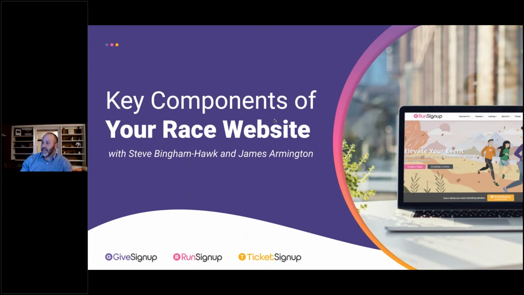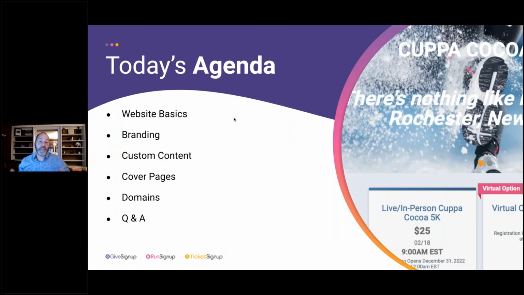So this is our agenda. We're going to cover the basics, what automatically comes with creating a race through our race wizard and what's happening in the background on a RunSignup site. Then talk about branding. How do you make it look and feel like your race and your company or your nonprofit, whatever brand you're trying to put forth? And how do you build custom content to give all the information that you want to make sure that your registrants, your spectators, your volunteers are getting, or need to get. And then cover pages.